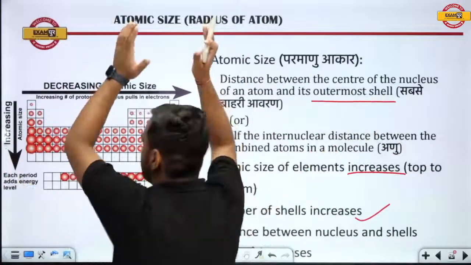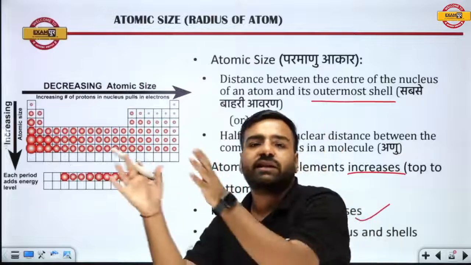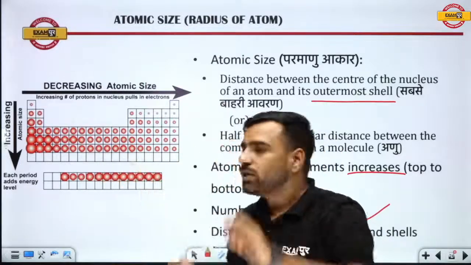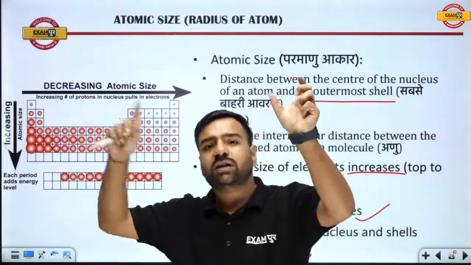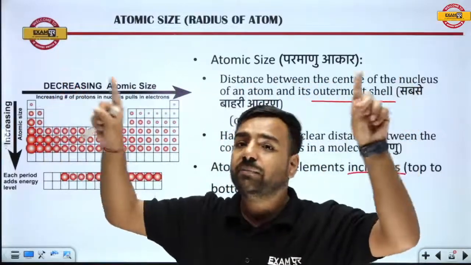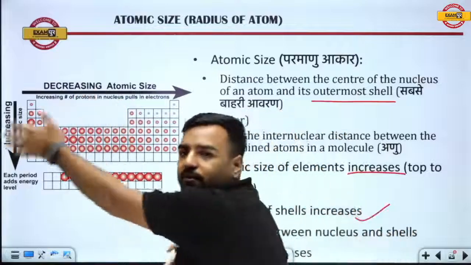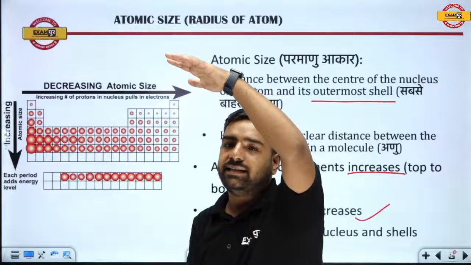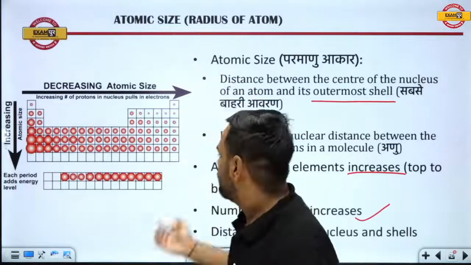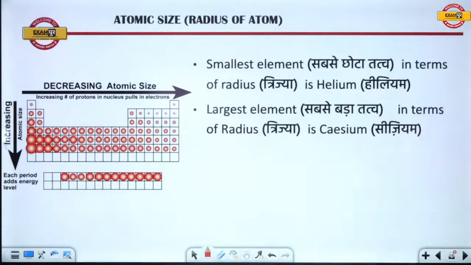We have understood that? Now, the number of shells increases, and again I'll say, from left to right, atomic size is decreasing. Why? Because the nucleus is actually attracting those outermost electrons, right? So yes, not only outermost, others also, but the distance between that nucleus and the outermost electron is actually giving you atomic size, right? So from left to right, the size is decreasing. From top to bottom, that size is increasing because the number of shells is increasing. Simple.